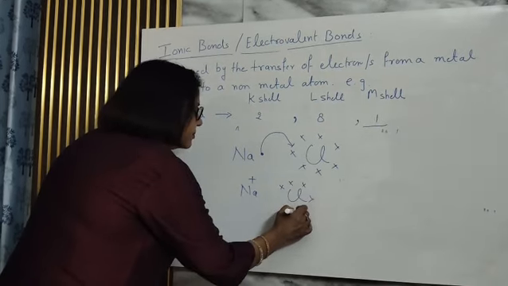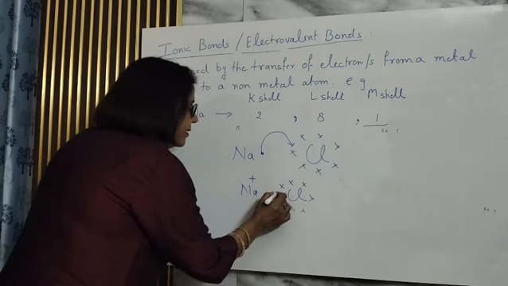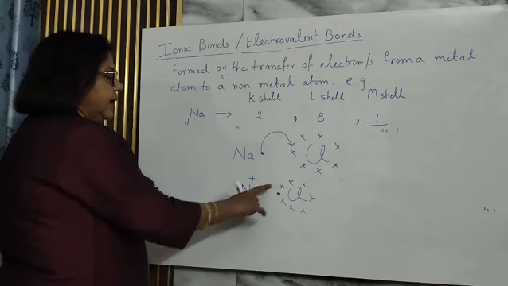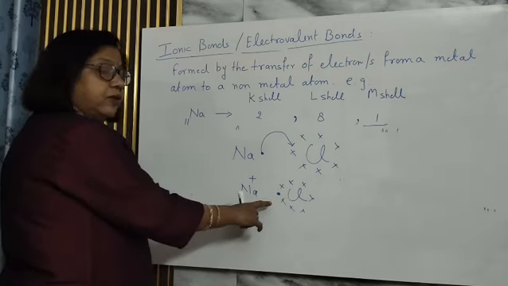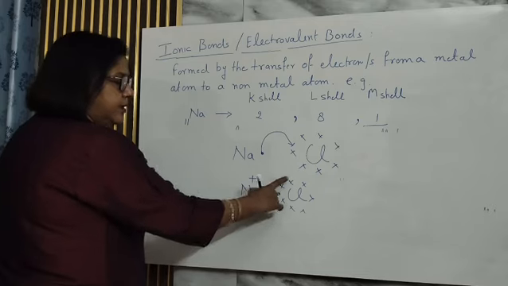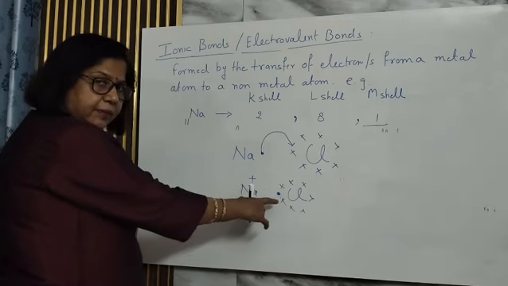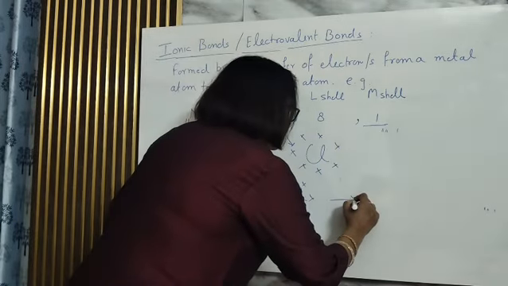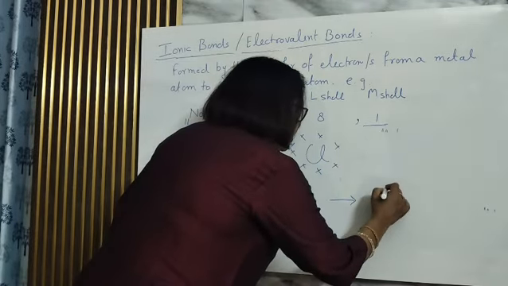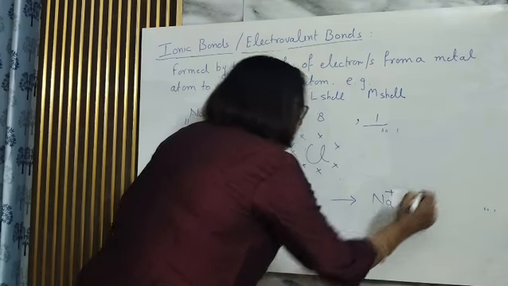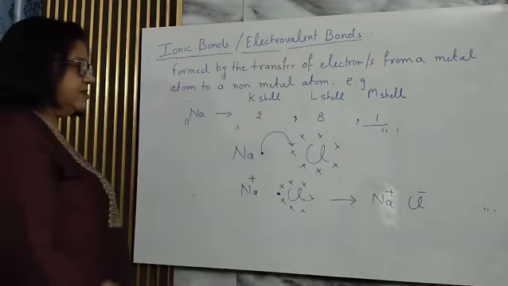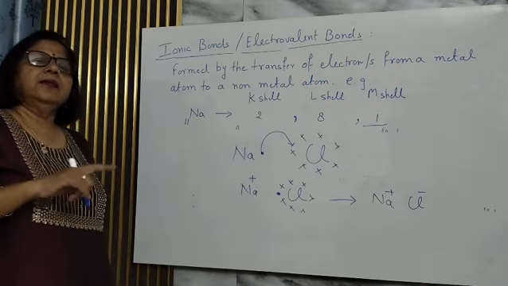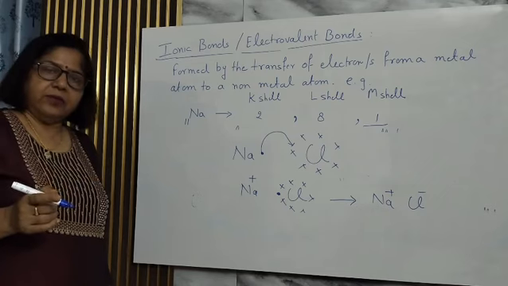This electron of sodium you will draw with the dot, and this electron of chlorine you will draw with the cross. Now, chlorine's octet is also completed. So now there will be the formation of sodium chloride. So this is the ionic bond. You can practice for calcium chloride also.